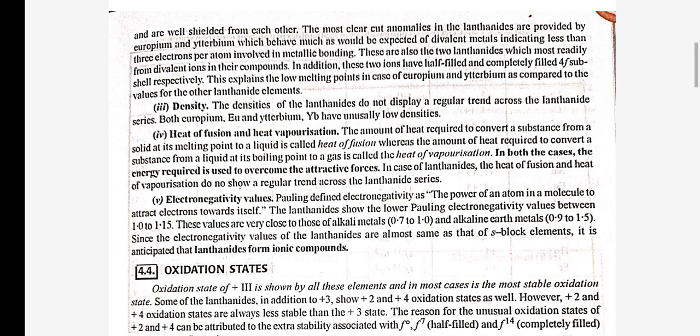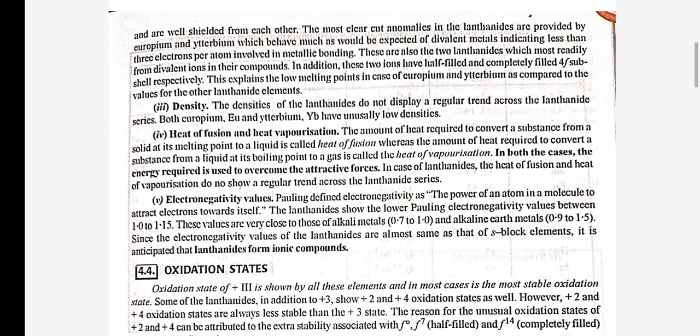Heat of fusion and heat of vaporization. The amount of heat required to convert a substance from a solid at its melting point to a liquid is called heat of fusion, whereas the amount of heat required to convert a substance from a liquid at its boiling point to a gas is called the heat of vaporization. In both cases, the energy required is used to overcome the attractive forces. In the case of lanthanides, the heat of fusion and the heat of vaporization do not show a regular trend across the lanthanide series. Electronegativity values.